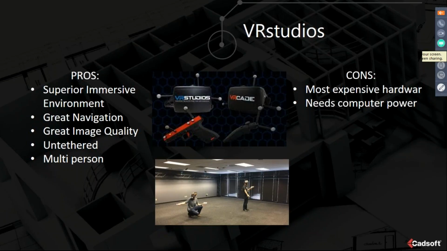So you're not navigating with a gaming controller like you are with the HTC Vive and the Oculus Rift. You're walking around yourself to navigate. And it is also multi-person, so a couple of people can be in that space at the same time, whereas all the other options are just a single environment. The cons: it's your most expensive hardware, and it needs real computer power, just the same as the Oculus Rift or even higher RAM values. So you'd really have to invest in this solution.